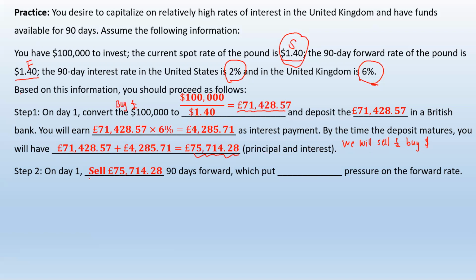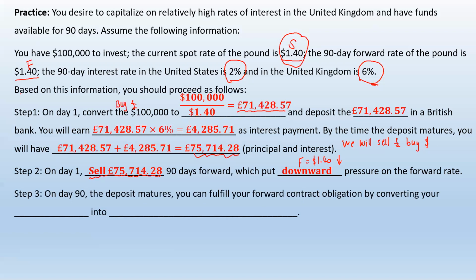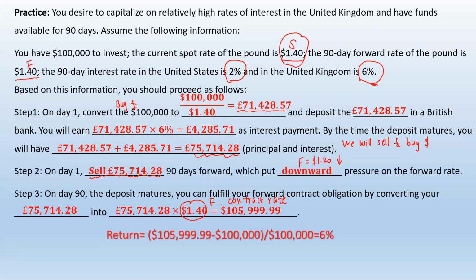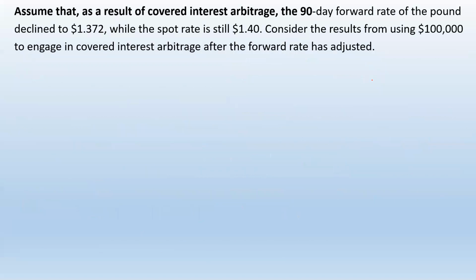On day one, we sign a contract to sell the 90-day British pound forward, which will put downward pressure on the forward rate, which means this forward rate of $1.4 will drop because people keep selling forward contracts. On day 90, when the deposit matures, you just give this amount of British pounds to the buyer of the forward contract, and then you receive US dollars. This 1.4 is the contract rate. Then we find our return is 6%, exactly equal to the 6% here. The US investor benefits from the covered interest arbitrage.